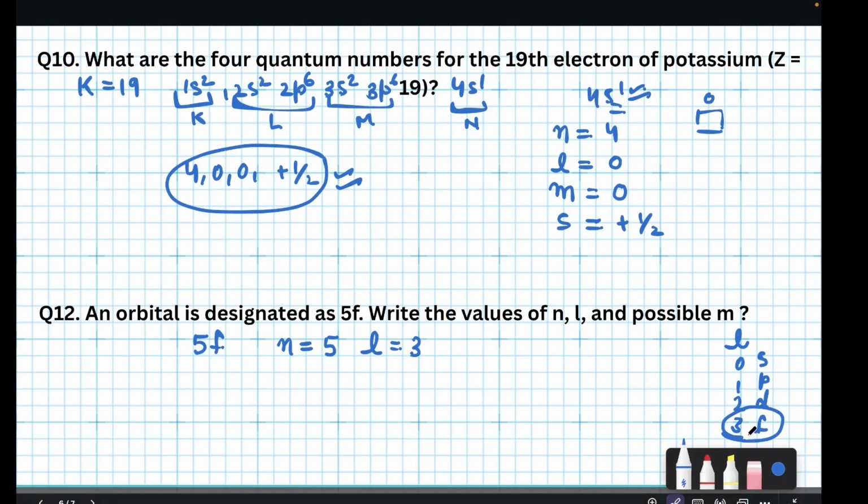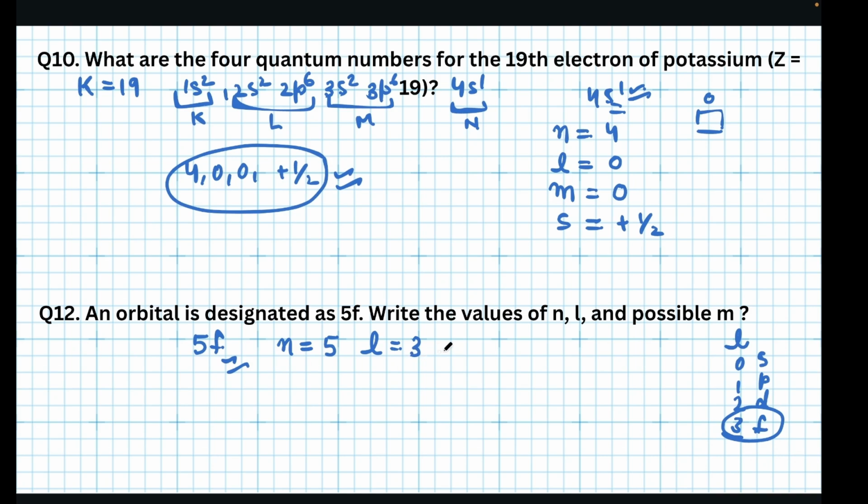So for F, the value of L will be 3 and the possible values of M will be from minus L to plus L, including 0. So the possible values will be minus 3, minus 2, minus 1, 0, plus 1, plus 2 and plus 3. So these are the values of N, L and M for the 5f orbital.